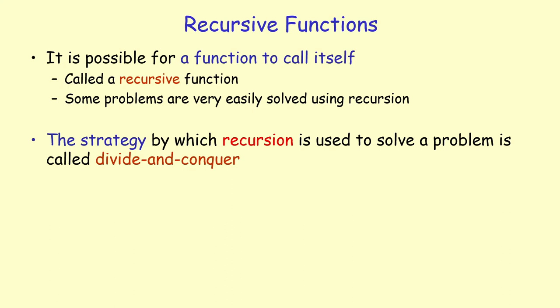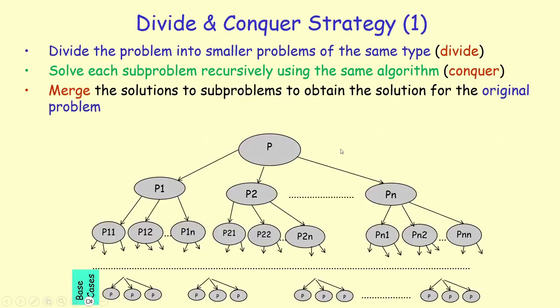The strategy by which recursion is used to solve a problem is called divide and conquer. Here is the general idea. You've got a problem P, which is very big to solve. So what we do is we divide the problem into subproblems called P1, P2, Pn. So you have to have at least two such subproblems. Each subproblem is a smaller version of the original problem.